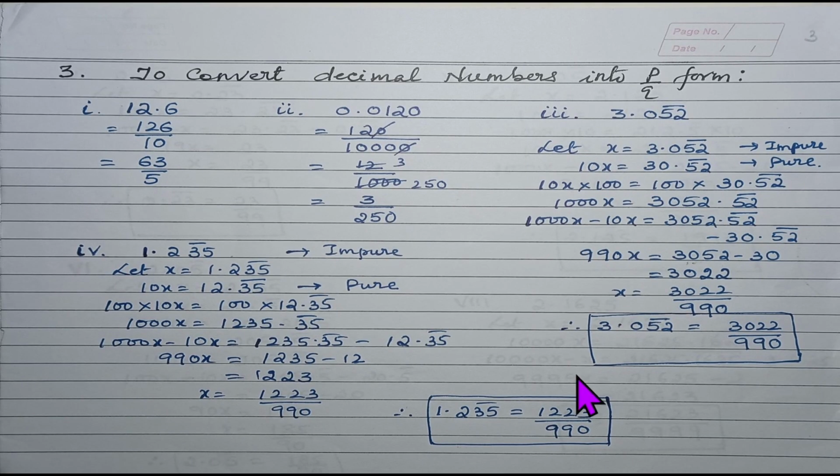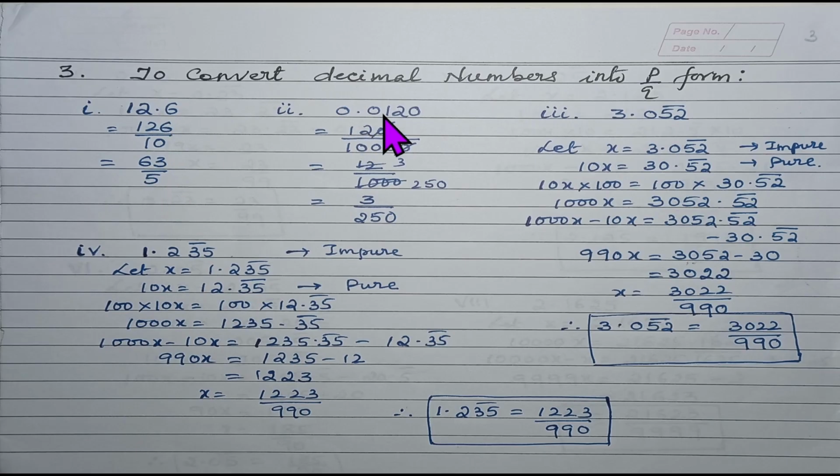Now the third example is to convert decimal numbers into p by q form. Please remember this. You are given a decimal number, you have to convert it into p by q form. Here 12.6 is a terminating decimal expansion, and you remove the decimal by dividing by 10, so it becomes 126 by 10, and 126 by 10 is 100% a p by q form. If you want, you can simplify it by dividing by 2, it becomes 63 by 5.